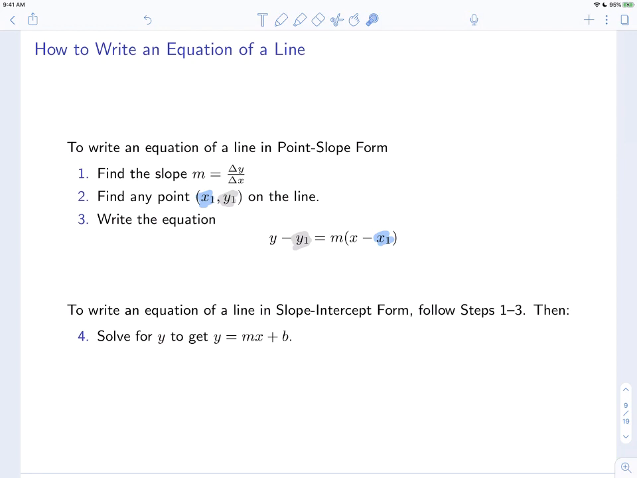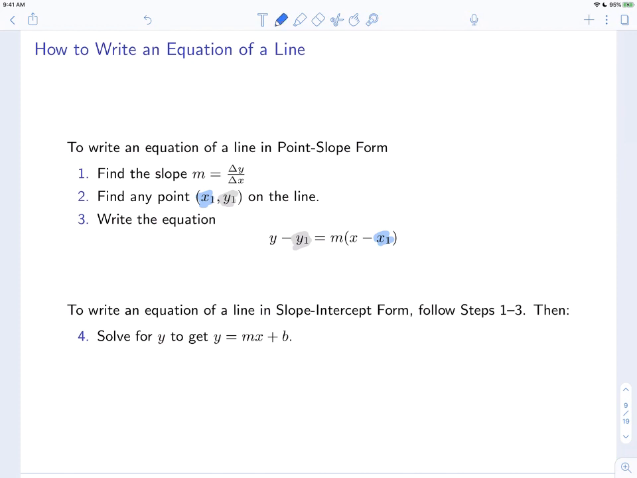If you want to write the equation of the line in slope-intercept form, then you actually do the same thing. You follow steps 1 through 3, and then at the end you just solve for y to get y equals mx plus b. Now if you already know what the slope and the y-intercept are, then you can just write it in this form directly. But this is really the same thing. You can still do it the same way.